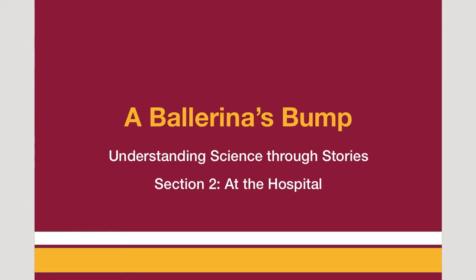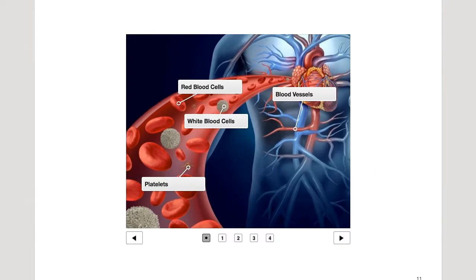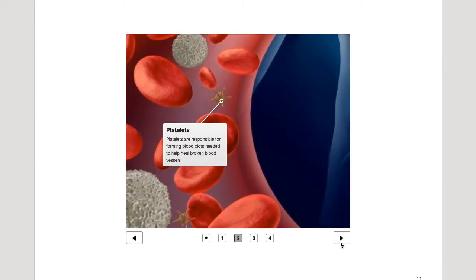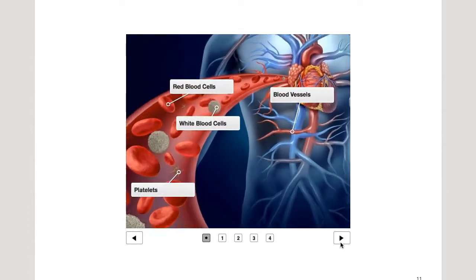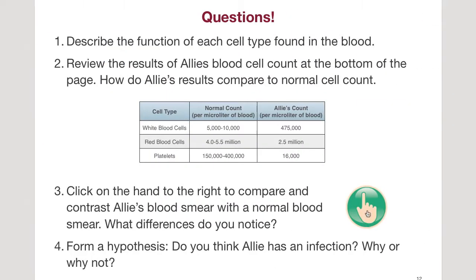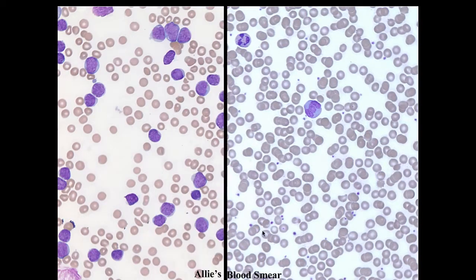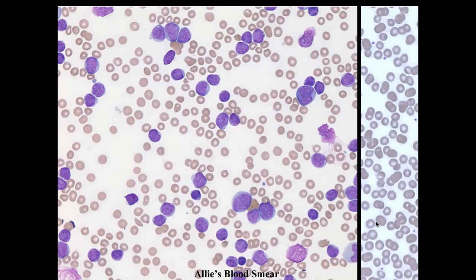This next section focuses on Allie going to the pediatrician. The students learn about the different types of blood cells, such as red blood cells, white blood cells, platelets, along with blood vessels. In this set of questions correlating to this section, students compare and contrast normal cell counts and Allie's cell counts by the numbers and by a visualization. They also continue to revise their hypotheses formed in the first section.